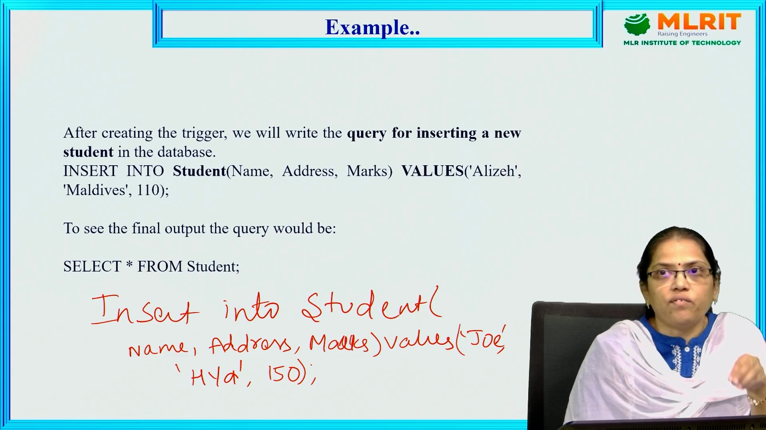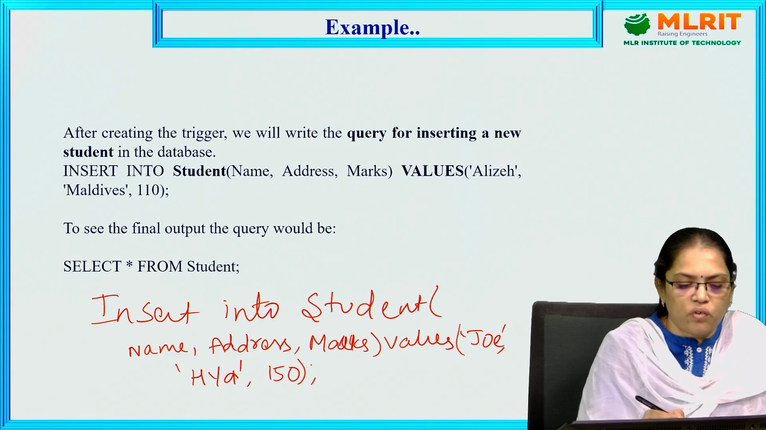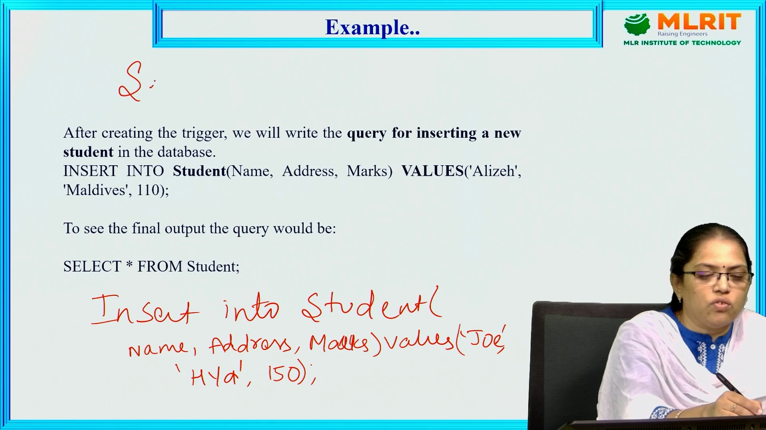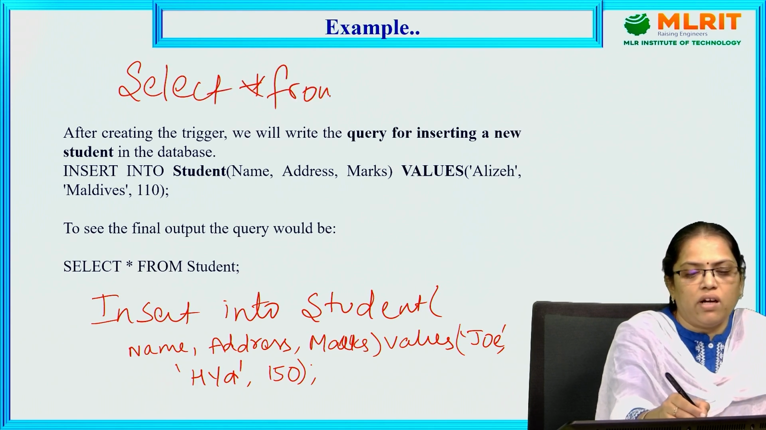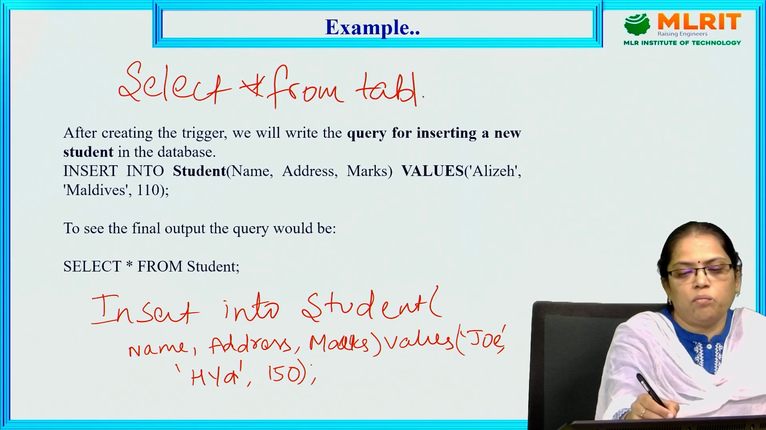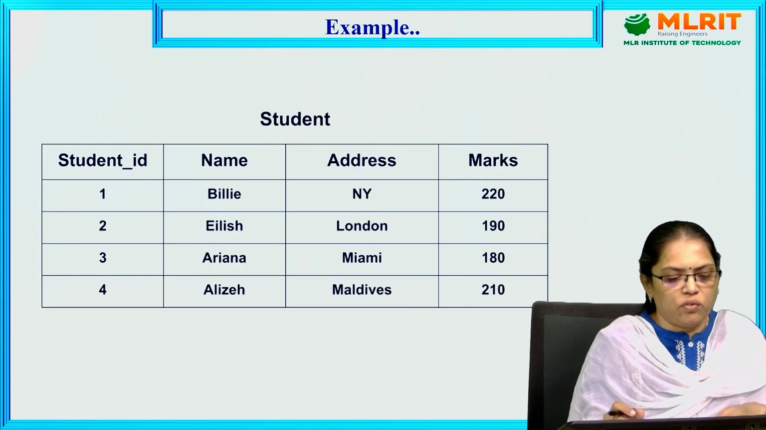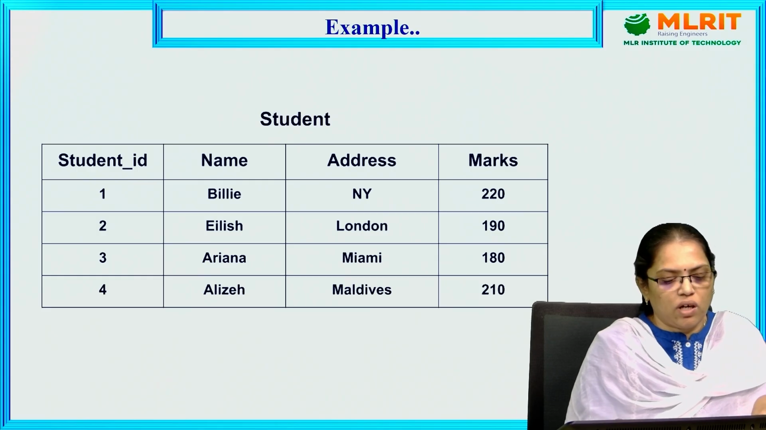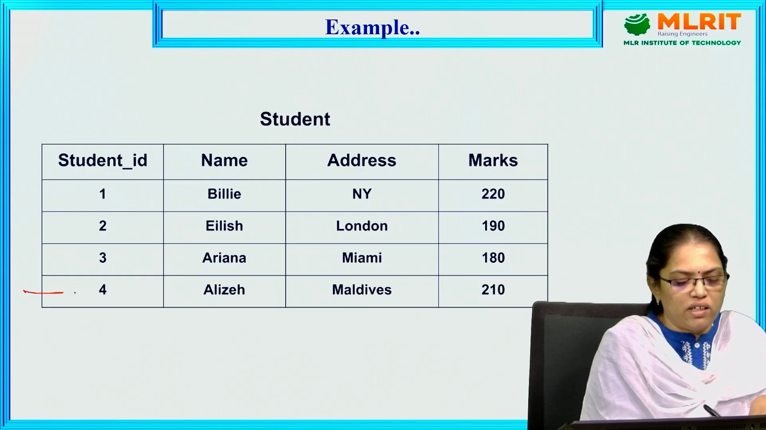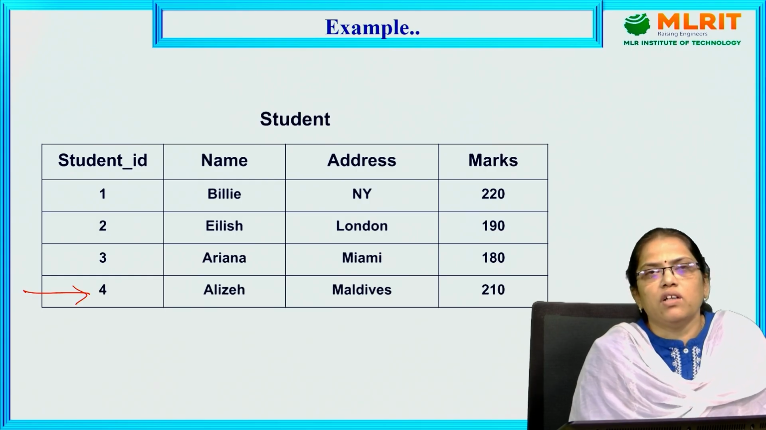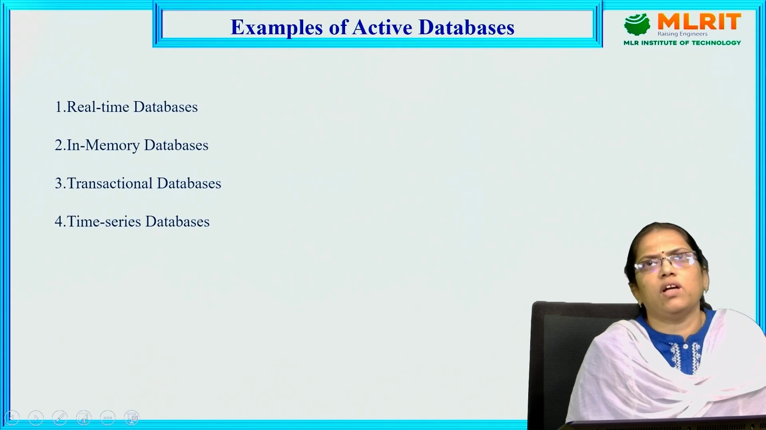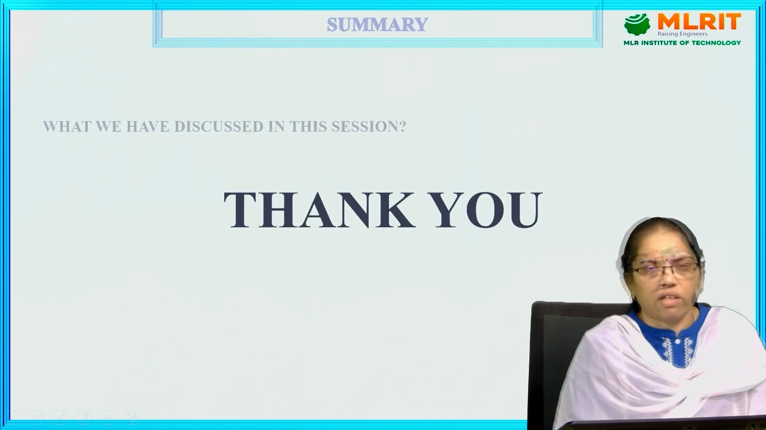So after using the insert command, if you want to see the output, we use the statement select star from table name. Whenever you use this statement, you will be getting the final output. Let me show you the final output. See, after inserting the new command, you have added this particular row. This is the update that is available. So this is about the triggers and how the triggers are useful in our database. Thank you so much.